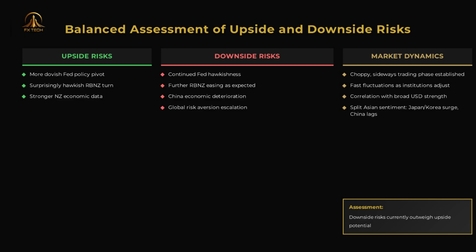Current market dynamics show a choppy, sideways trading phase has been established, with fast fluctuations as institutions adjust their perspectives. The pair is correlating with broad USD strength, and we're seeing split Asian sentiment with Japan and Korea surging while China lags. Our assessment is that downside risks currently outweigh upside potential. Traders should position accordingly while maintaining flexibility to adapt if conditions change.